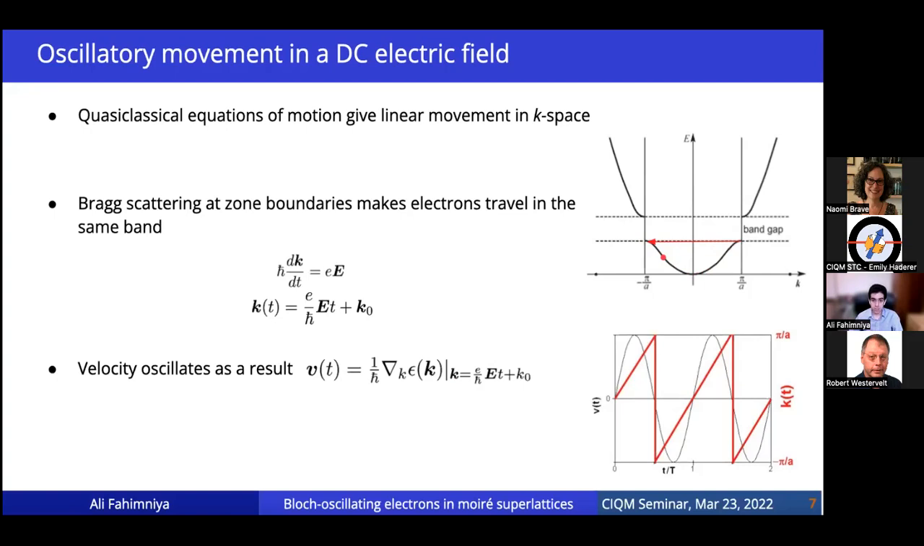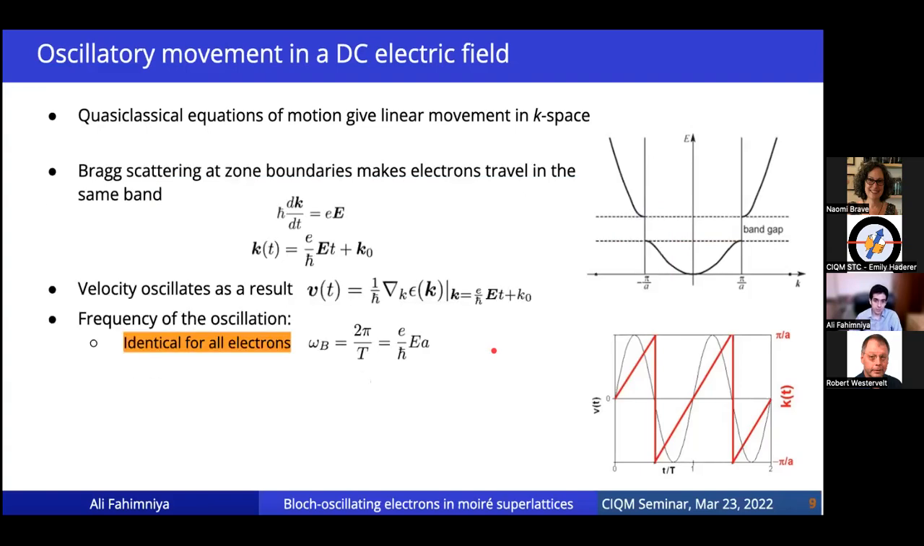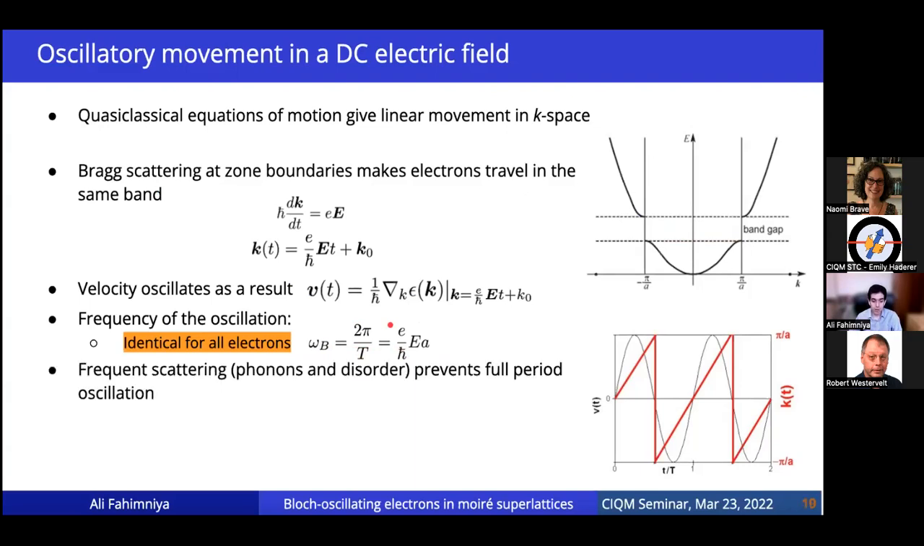And this is some stark prediction of non-classical, but still Newtonian equations of motion, plus some periodic band dispersion, which gives you a periodic velocity. And the phenomenon is that we have now oscillations that are induced by a constant force, kind of contradictory. And moreover, all the carriers participate in the oscillations and remarkably do it at the same frequency, that's called the Bloch frequency.